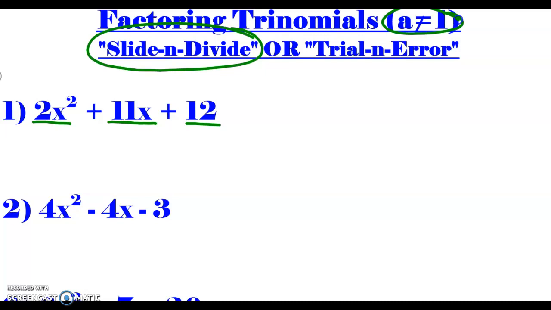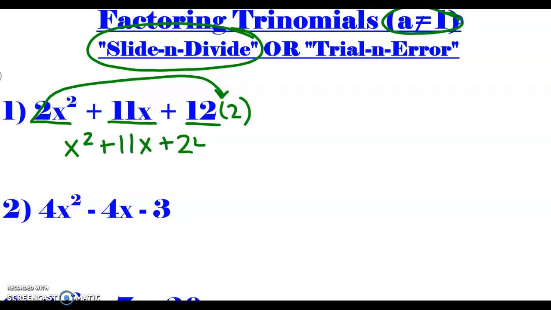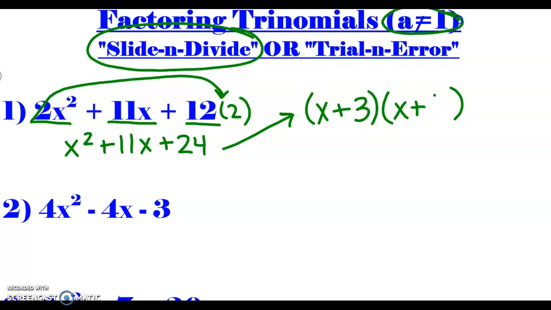What you do here is just this little pattern that makes it work out. You slide the 2 to the end and you multiply. So this becomes x squared plus 11x plus 24. Then you take that and you riddle it. It multiplies to give me a positive and adds to give me a positive, so double positive. Multiplies to give me 24, adds to give me 11, would be 3 and 8.